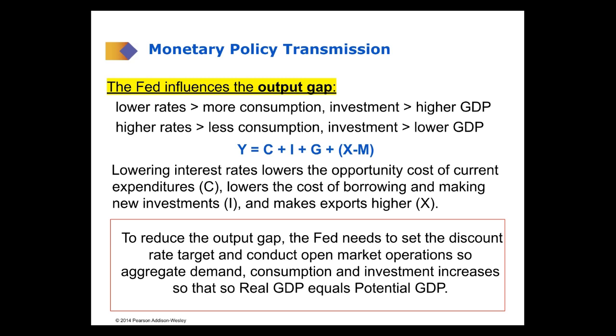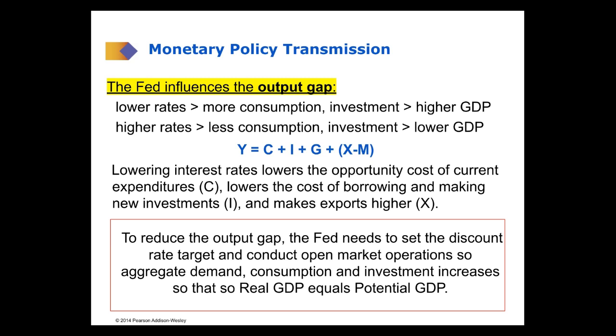So if the Fed decides that they want to reduce the output gap and increase real GDP, so it's closer to potential GDP, they set the discount rate target commensurate with that, and then conduct open market operations to bring about having more reserves, more loans, more money in the system. That will result in a greater aggregate demand, more consumption, and more investment. And so real GDP can be as close as possible or equal potential GDP.